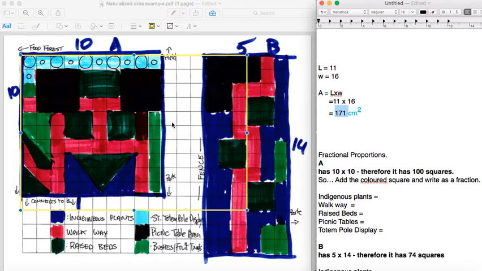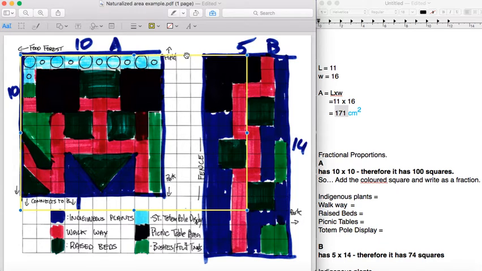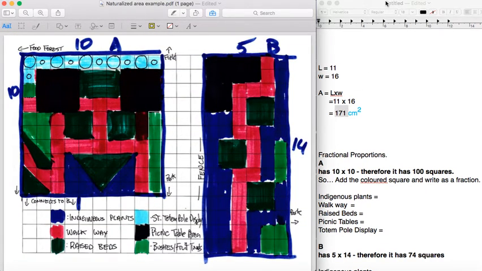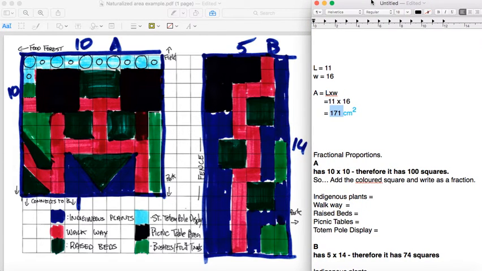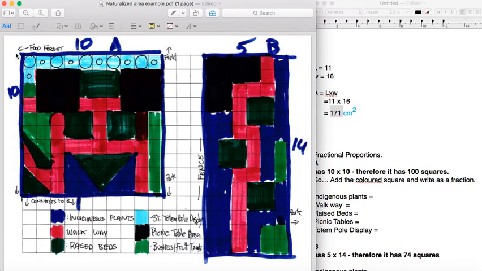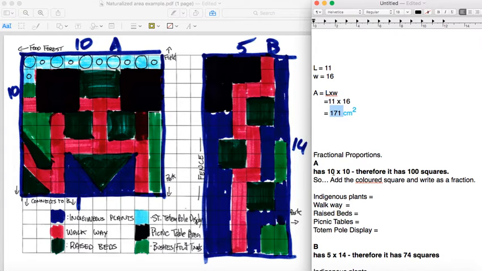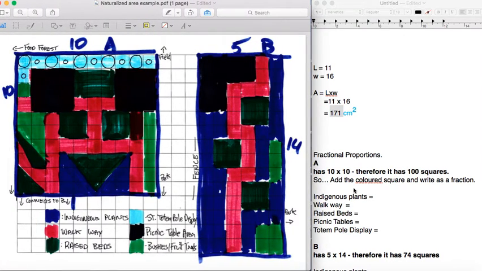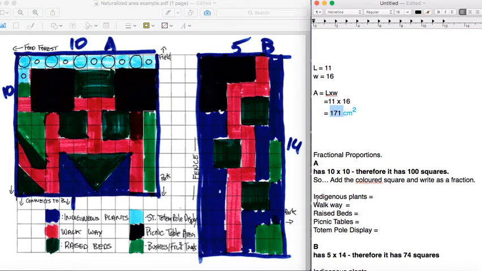So just remember, if you've done it as I set it out, you can do it just like I do. If you don't, you have to just use a different denominator, which is the number beneath the fraction. So my first one here, A group, has a 10 by 10 square. So that's going to give me 100 squares. Now, we want to find out what fraction the indigenous plants are. My indigenous plants is this one here, the blue one.